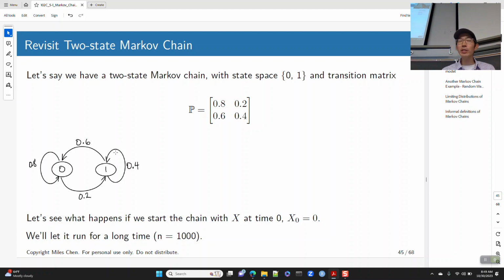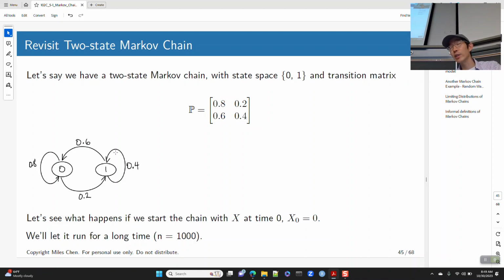So just looking at this transition probability matrix, we can see that if we let this Markov chain run, you're currently at state 0, and we just let it run for a long time, most of the time we're going to end up in state 0.